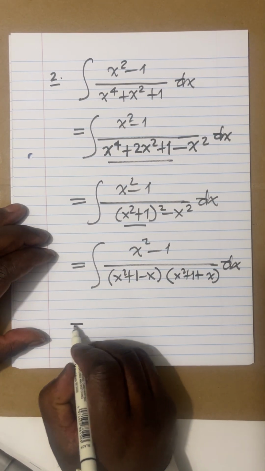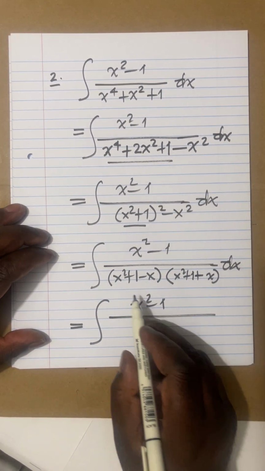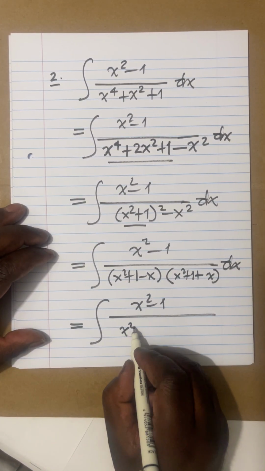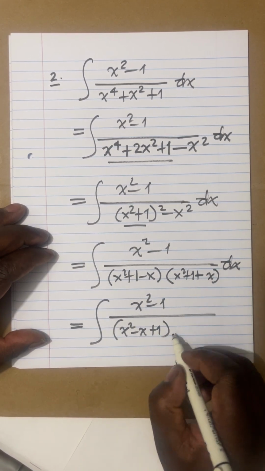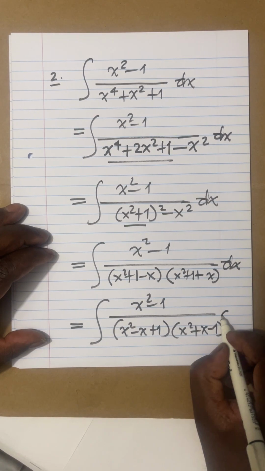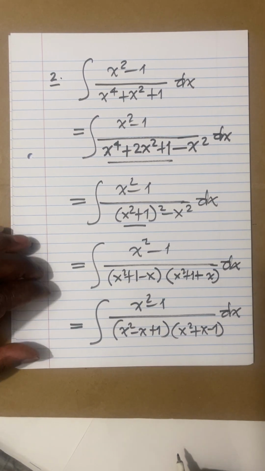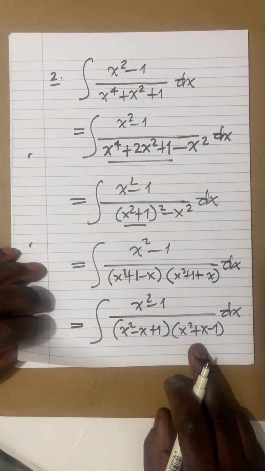Right, let's rewrite it now in standard form. So we have x squared minus 1 all over. This one here can be written as x squared minus x plus 1 in one bracket, and this one can be written as x squared plus x minus 1. And then I have dx there. There you have it. Now we have quadratic terms multiplying.